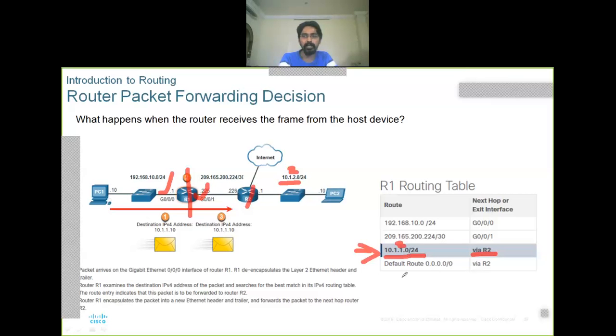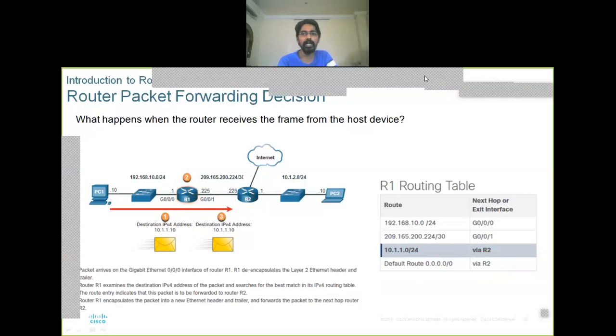Next, one more important route is the default route. It is abbreviated with all zeros. Whatever the router is connected to, another router, that is a default route via R2. This is the routing table of R1. Like this, we can write the routing table for R2. R2 also, we can write the routing table.